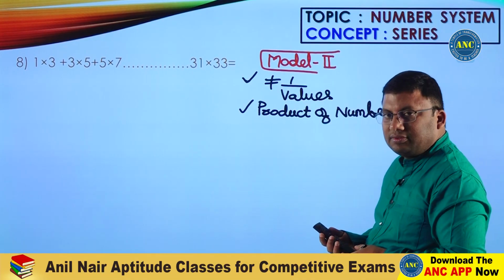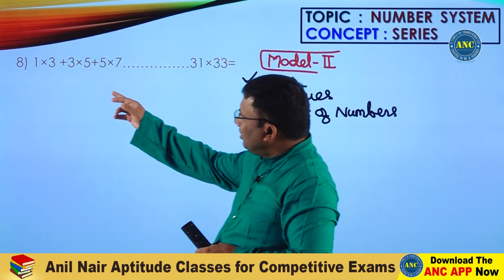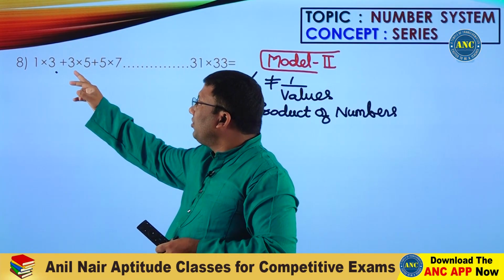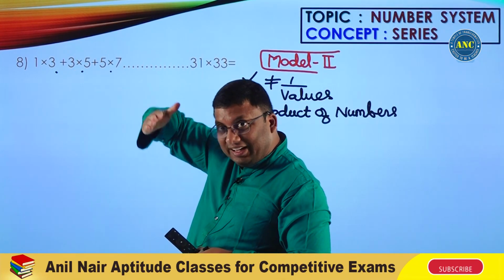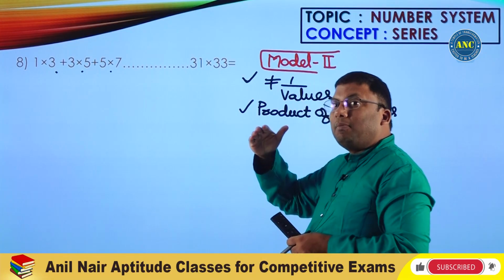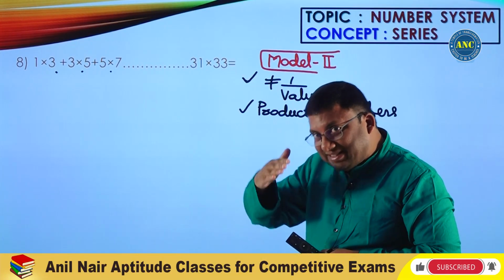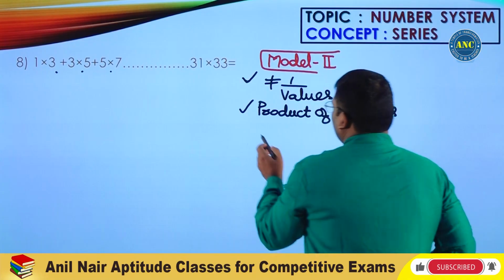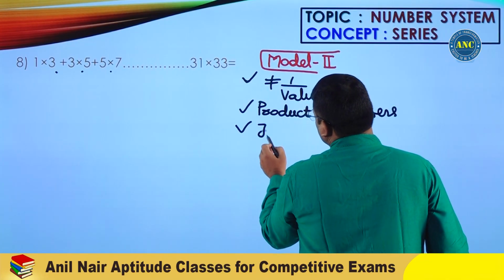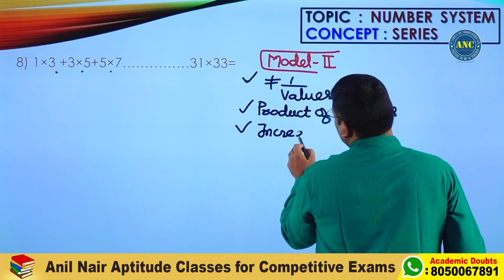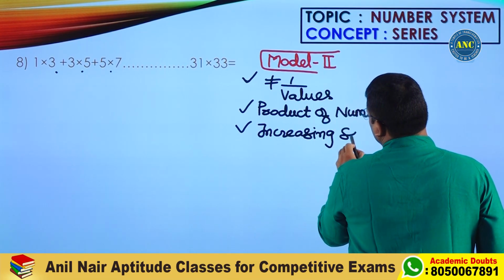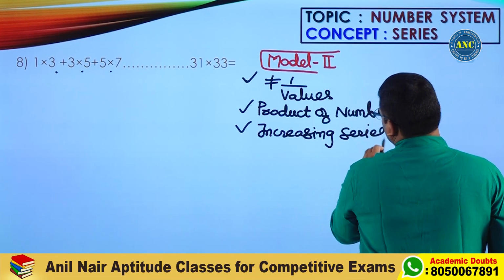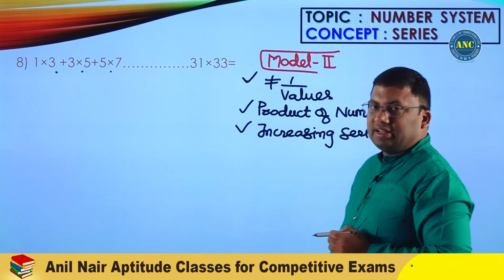Next one. See here: 1 into 3 is 3, 3 into 5 is 15, 5 into 7 is 35. It is an increasing series. Model 1, it is a decreasing series. Model 2, it is an increasing series. Please write down.